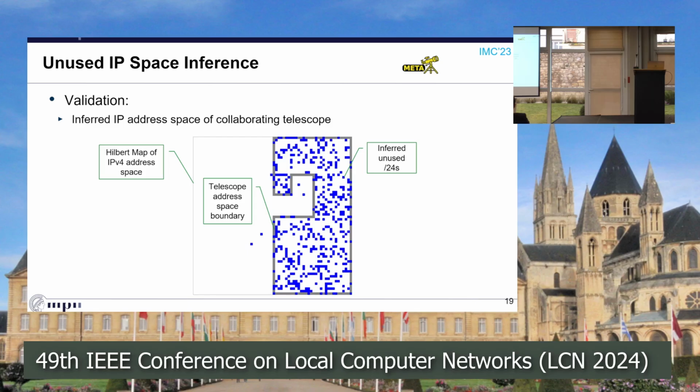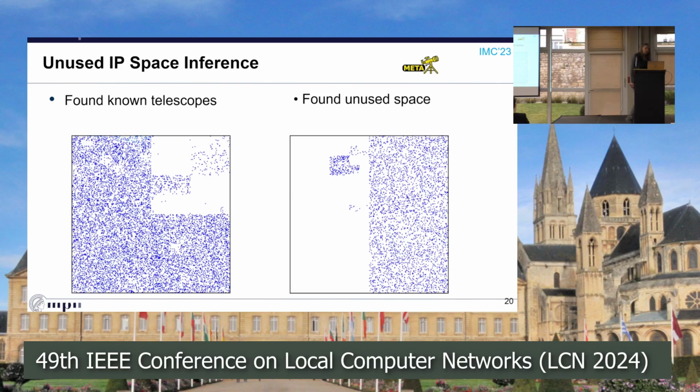In addition to that, we see 2 dots outside. Well, that is also quite reasonable, because those might be /24s that are unused, where there are no servers behind them or no clients. So this pretty much matches what we would expect. This is another known telescope, and then the found usage phase.